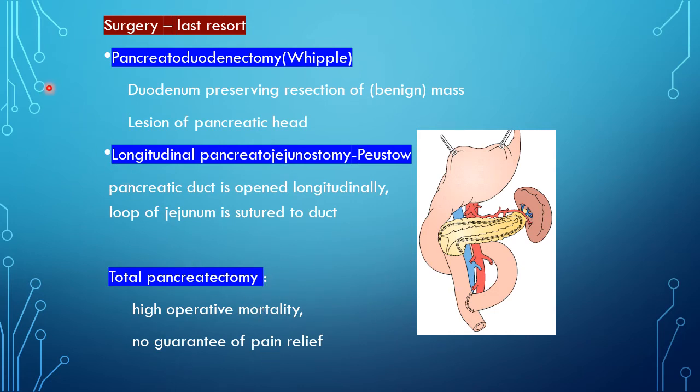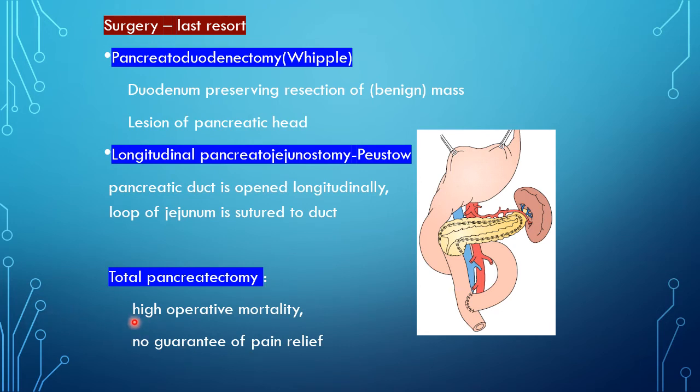The operations that are available include pancreatoduodenectomy or Whipple's operation, where the duodenum is preserved, for resection of a benign mass lesion of the pancreatic head. If the head is involved, you remove the head of the pancreas, and that is known as pancreatoduodenectomy or Whipple's pancreatectomy. Or you can do a longitudinal pancreatojejunostomy, where you anastomose a loop of bowel sideways to the opened pancreatic duct, and thereby allow drainage into the bowel.